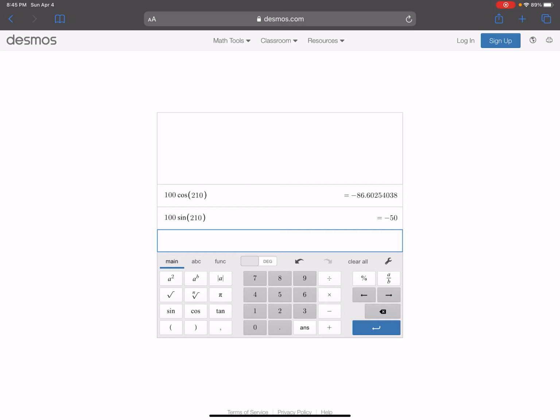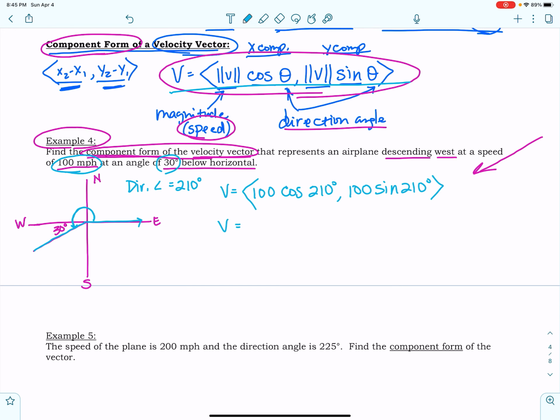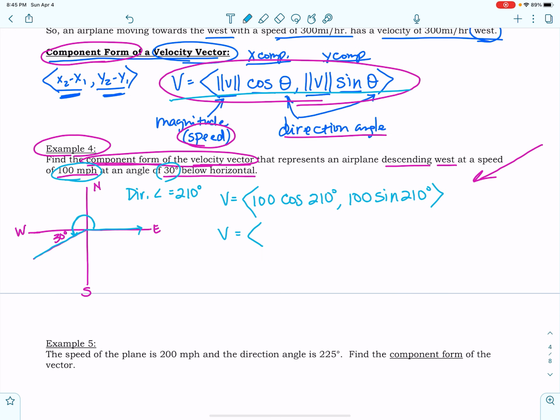And it's okay that these are negatives because I'm not finding angle measures. The angle measure was 210. So my values are negative 86.6 and negative 50. So let's go back to our problem, and I'm going to write that up here: negative 86.6 and negative 50. All right, that is it. That's all I have to do.